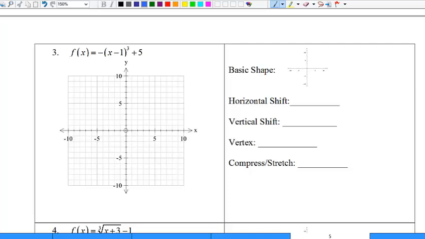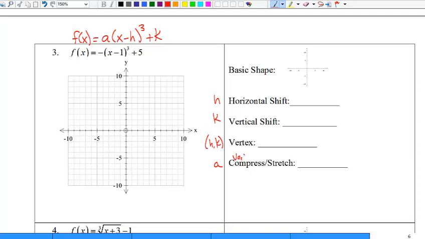For our next problem, I have a little 3 in here in the exponent. So this is going to be a cube function. The parent function with transformations would be a times x minus h cubed plus k. So my horizontal shift is my h, my vertical is the k, hk is the vertex, and a is my compressor stretch. My vertical compressor stretch also reflection.